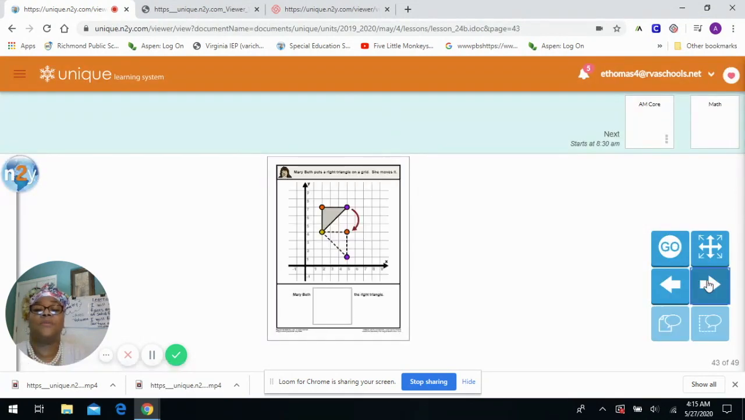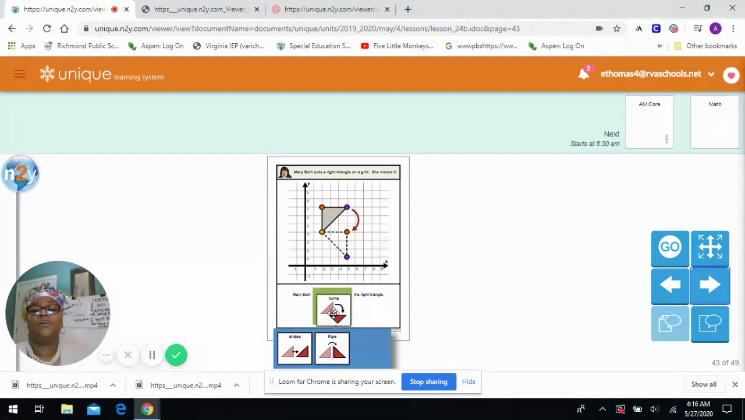Let's go to the next one. Let's see. Now remember, we have that point there. It says Mary Beth puts a right triangle on a grid. She moves it. Okay. So we have Mary Beth did what with the triangle? So what did she do? Did she flip it, slide it, flip it, or turn it? She turns it. Remember, the point is what turns it. That's our key.